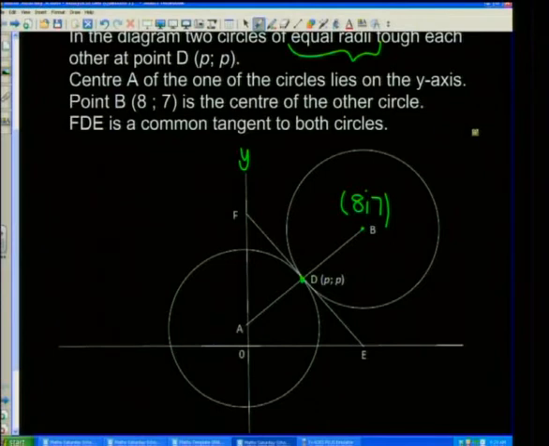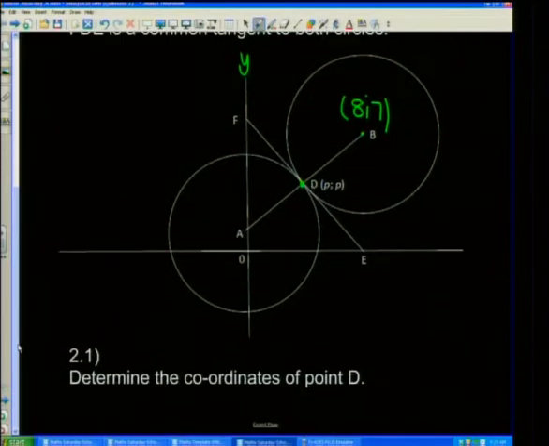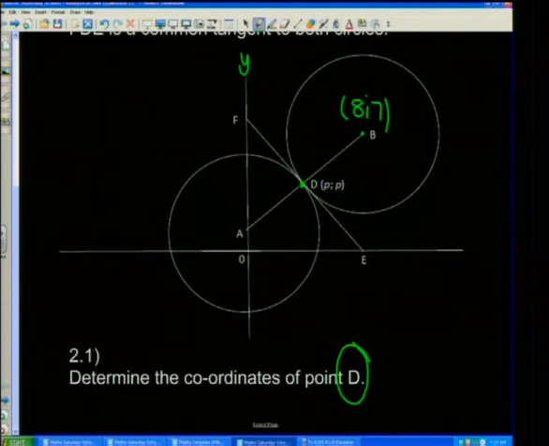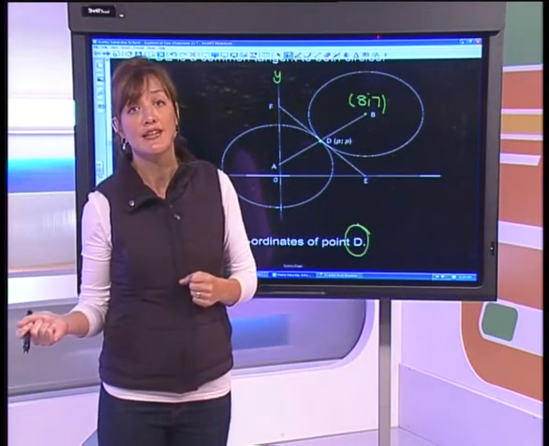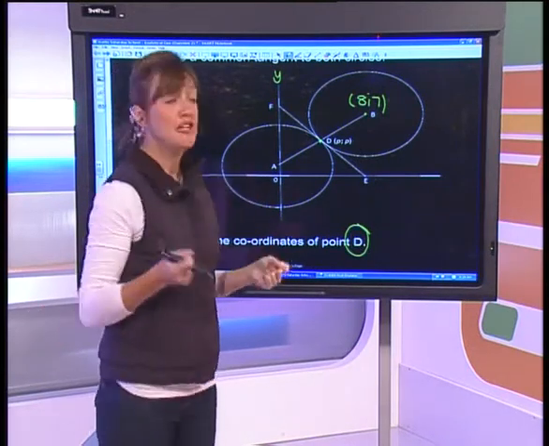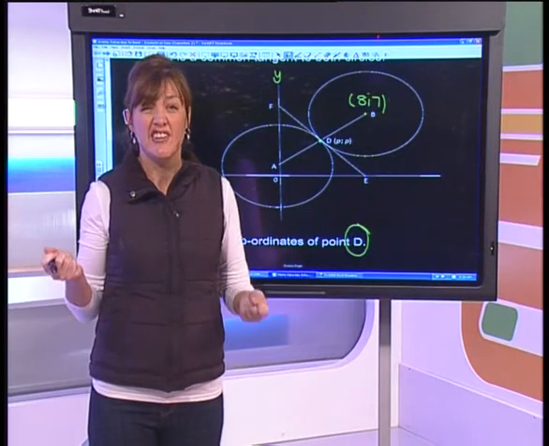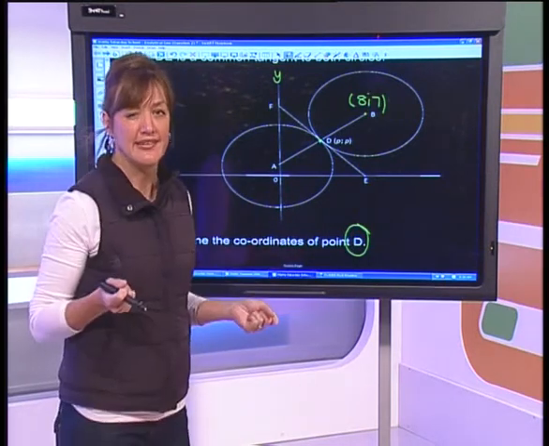Right, question number 1 they have asked us is to determine the coordinates of point D. The first thing I would notice with point D is that they've got the same letter. The x coordinate they've told me is P, and the y coordinate they've told me is P. So that should be telling you that the x and the y values are going to be the same. That's quite a nice little hint there.